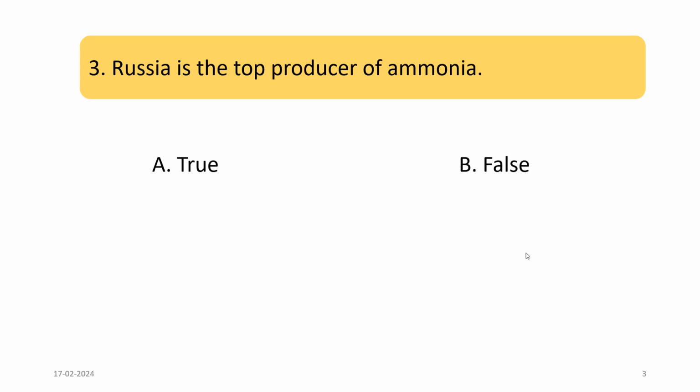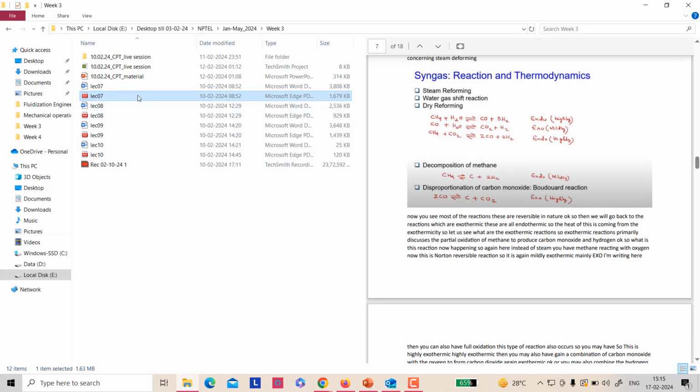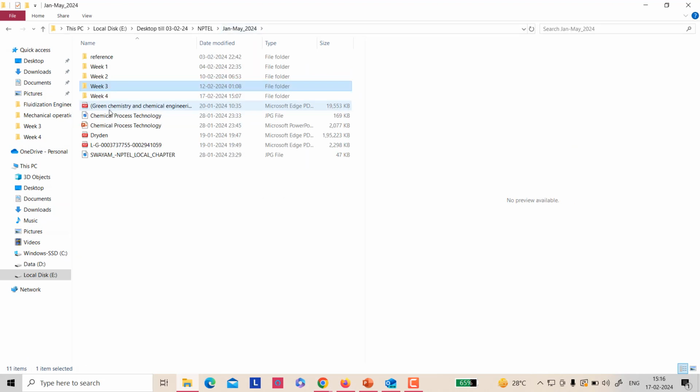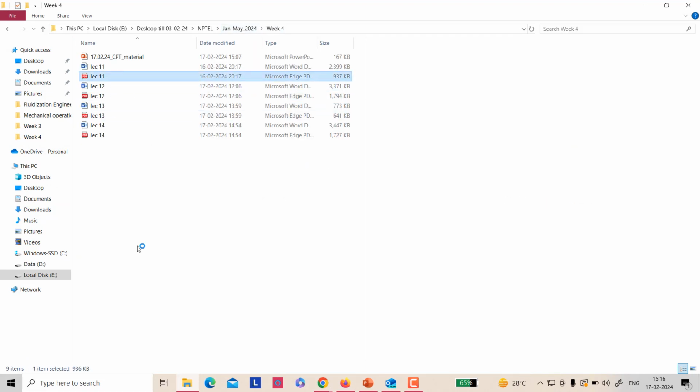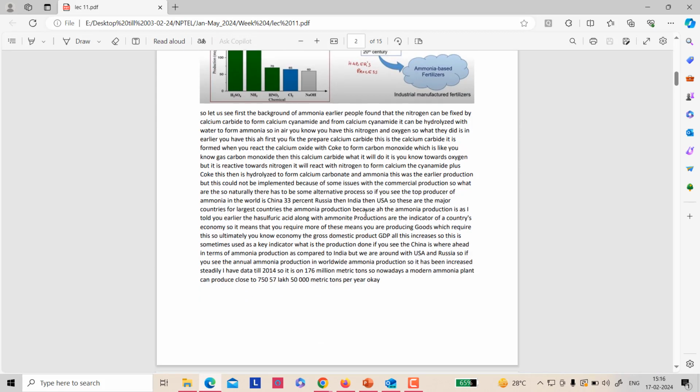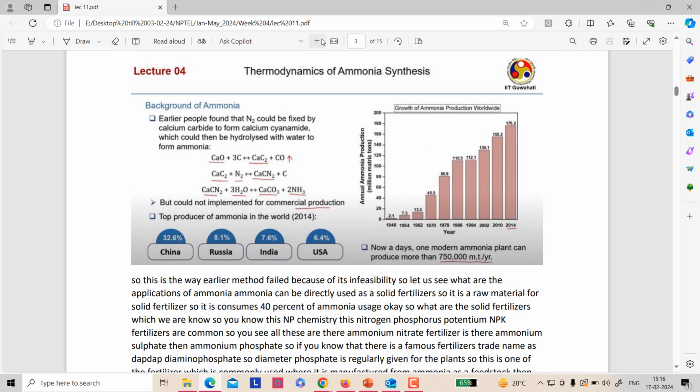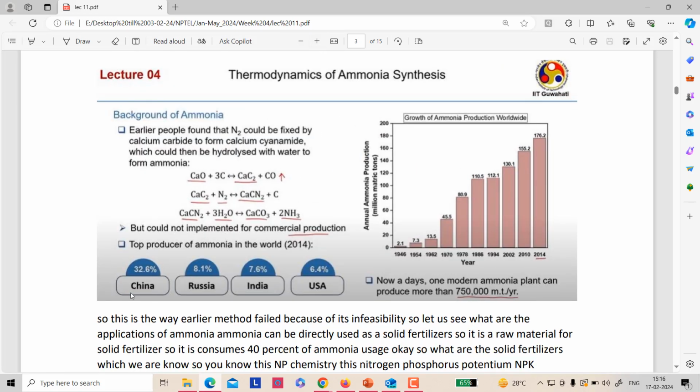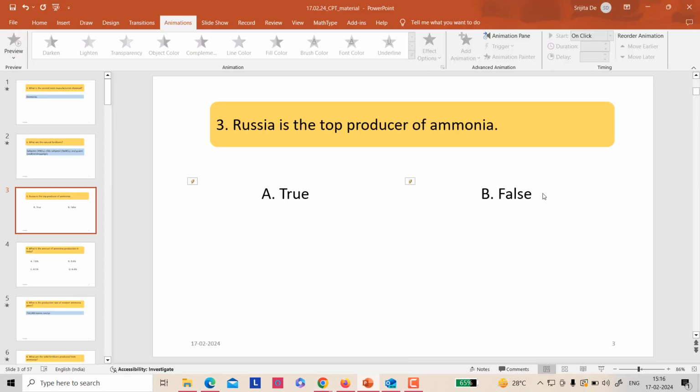So here the answer will be false, because Russia is not the top producer. If you connect it to the lecture, you can see here that the top producer is China. 32.6% of ammonia is produced in China. Then comes Russia. So Russia is the second top producer, not the top producer. So here the answer will be false.